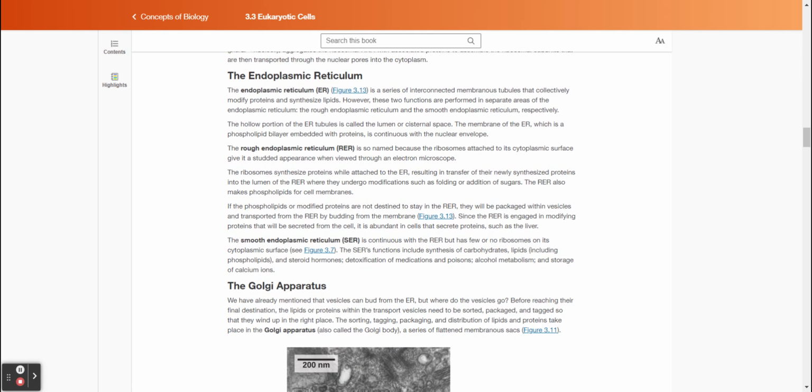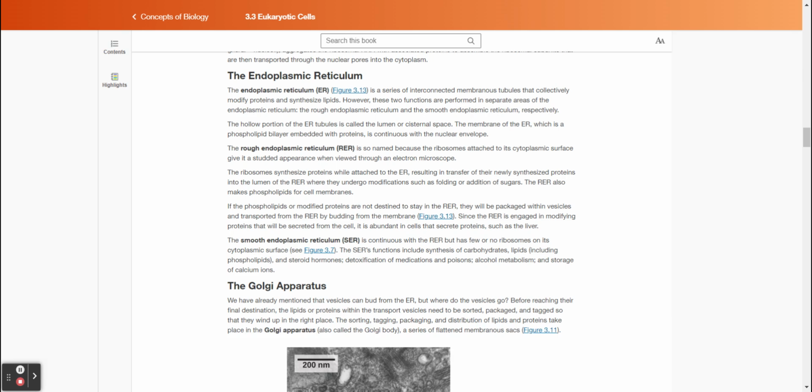The endoplasmic reticulum. The endoplasmic reticulum, or ER, is a series of interconnected membranous tubules that collectively modify proteins and synthesize lipids. However, these two functions are performed in separate areas of the endoplasmic reticulum: the rough endoplasmic reticulum and the smooth endoplasmic reticulum, respectively. The hollow portion of the ER tubules is called the lumen, or cisternal space. The membrane of the ER, which is a phospholipid bilayer embedded with proteins, is continuous with the nuclear envelope.